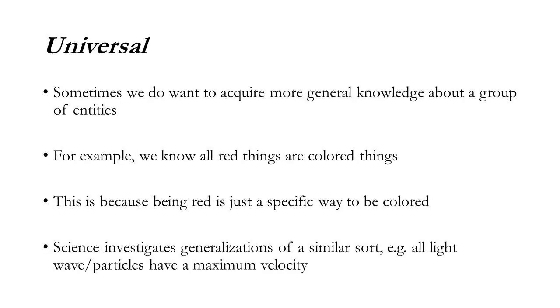Now, this is illustrative of the sorts of logical distinctions that I'd adverted to in discussion between universal, particular, and existential. When we're thinking of universal, we sometimes want to acquire more general knowledge about a group of things. For instance, all red things are colored. And this is because being red is just a specific way to be colored. Science investigates generalizations of a similar sort, like all light wave particles have a maximum velocity, for instance.